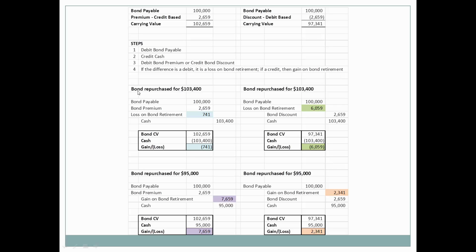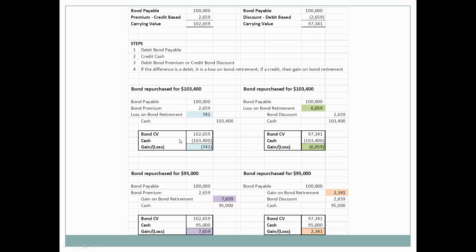So let's look at that calculation. In this instance, this is the carrying value of $102,659, and we're going to repurchase the bond for $103,400. Debiting bond payable, debiting the premium, crediting the cash. The difference between those three journal entries, the amounts, is going to be $741, and so that's going to be a loss on bond retirement. So whenever we have a debit as the result of putting together the first three pieces of this journal entry, it's always going to be a loss. If it's a credit, it's a gain.